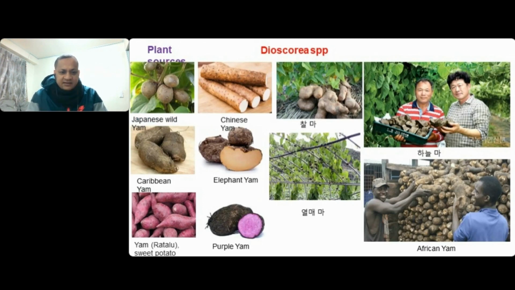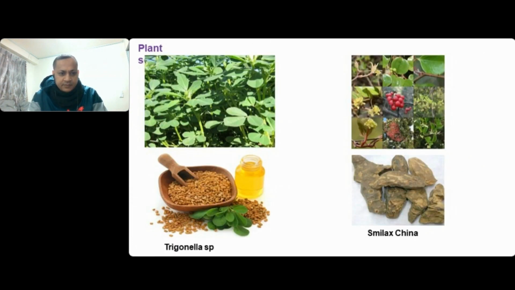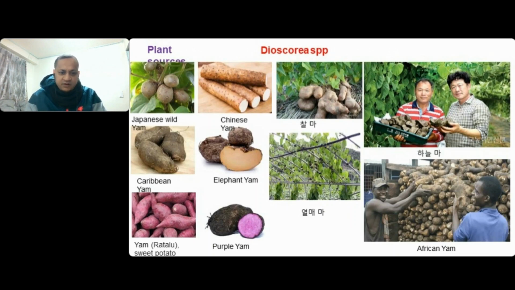As I said before, this is mainly originated from tuber-like plants. There are different types of tuber here. It also originates from roots and seeds: from Trigonella seeds, and this is the root, Smilax china. Diosgenin is usually collected from these plants, but mainly from the tuber.